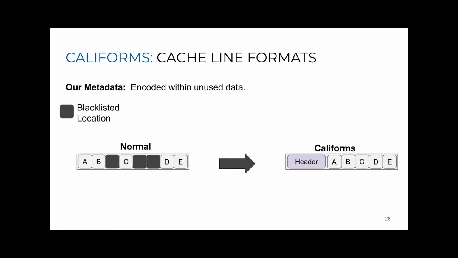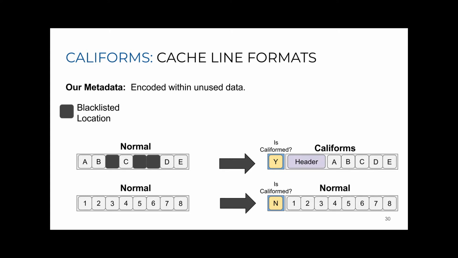In Califorms, we store metadata about the blacklisted locations within the blacklisted locations themselves. How do we do that? We first compress the regular data in one part of the cache line, then we use the other part of the cache line as a Califorms header, in which we store the addresses of the blacklisted locations using some special encoding. In order to disambiguate between the blacklisted cache lines and the normal ones, we extend each and every cache line with one additional bit. This bit is set to 1 for blacklisted cache lines and is set to 0 for normal ones.